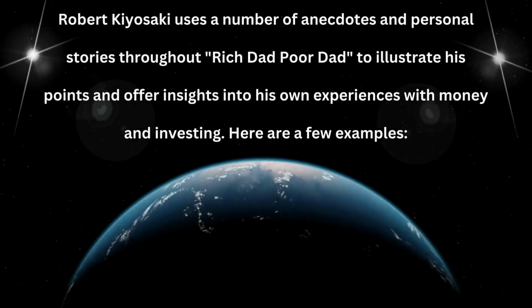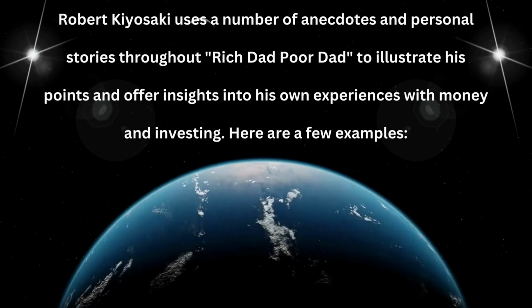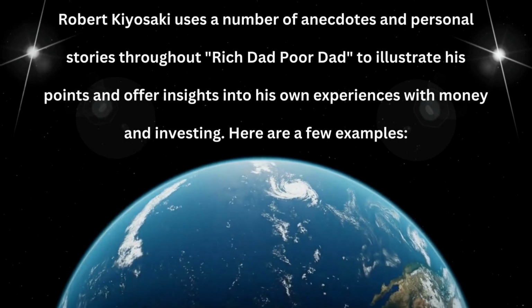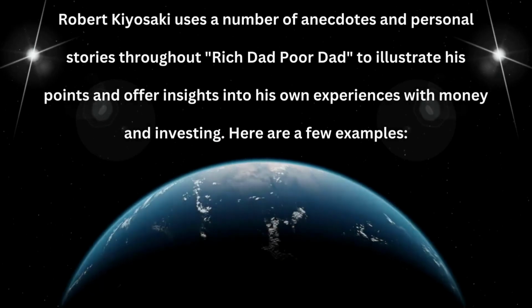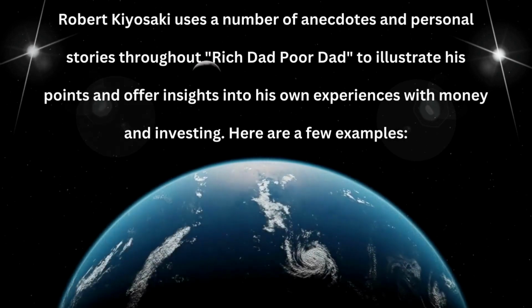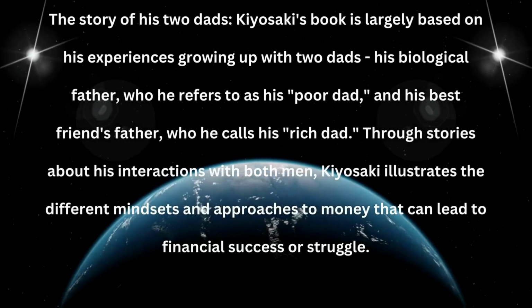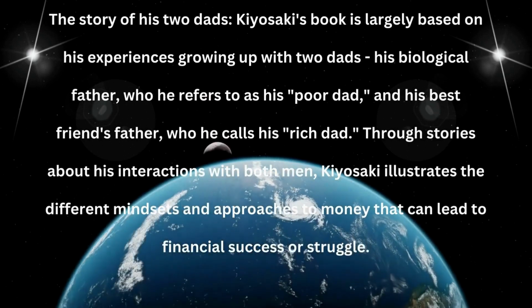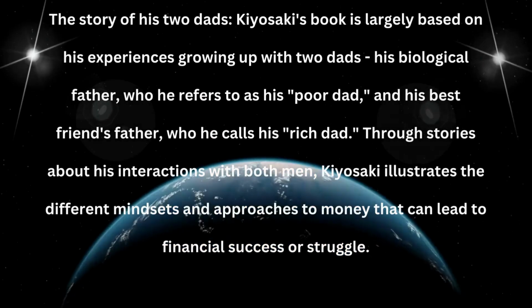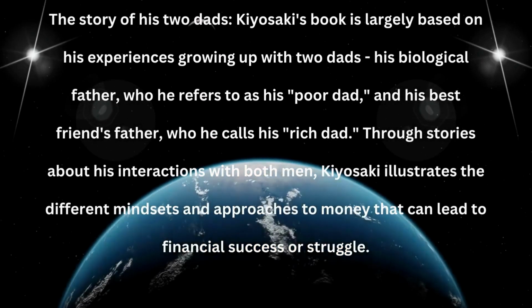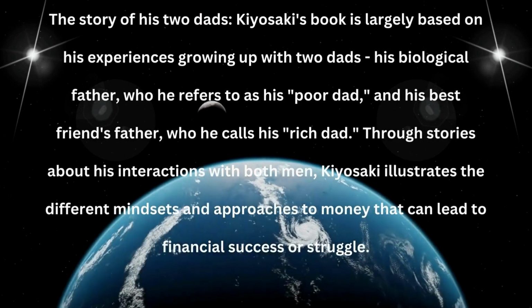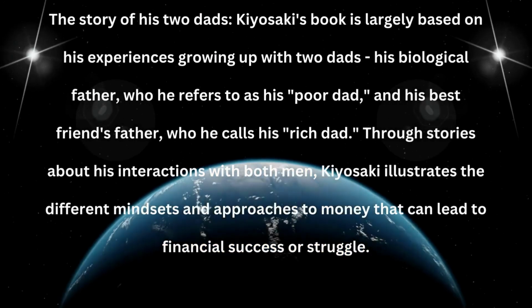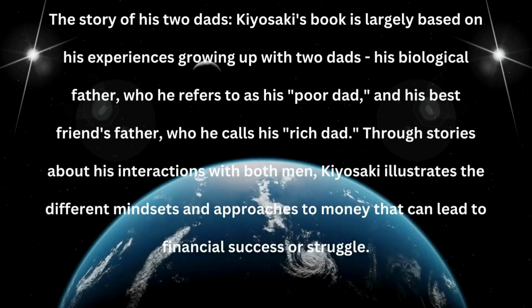Robert Kiyosaki uses a number of anecdotes and personal stories throughout Rich Dad, Poor Dad to illustrate his points and offer insights into his own experiences with money and investing. Here are a few examples. The story of his two dads. Kiyosaki's book is largely based on his experiences growing up with two dads, his biological father, who he refers to as his poor dad, and his best friend's father, who he calls his rich dad. Through stories about his interactions with both men, Kiyosaki illustrates the different mindsets and approaches to money that can lead to financial success or struggle.